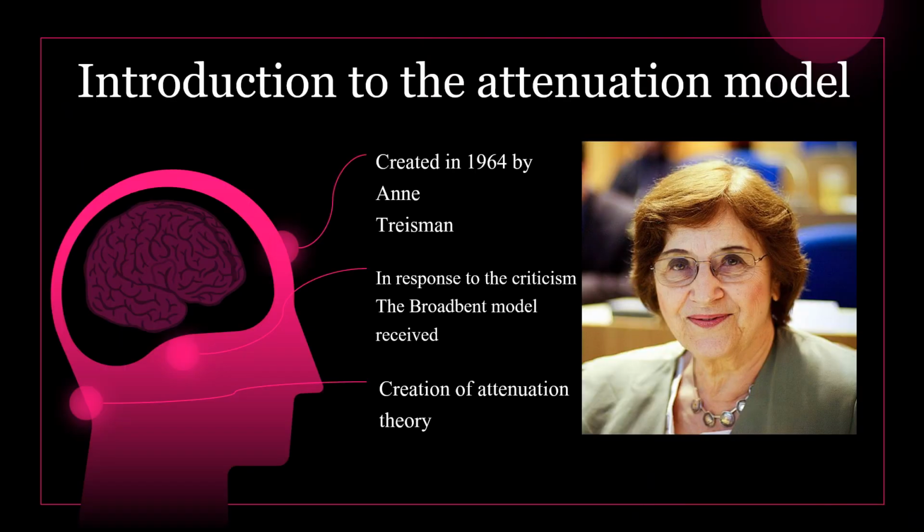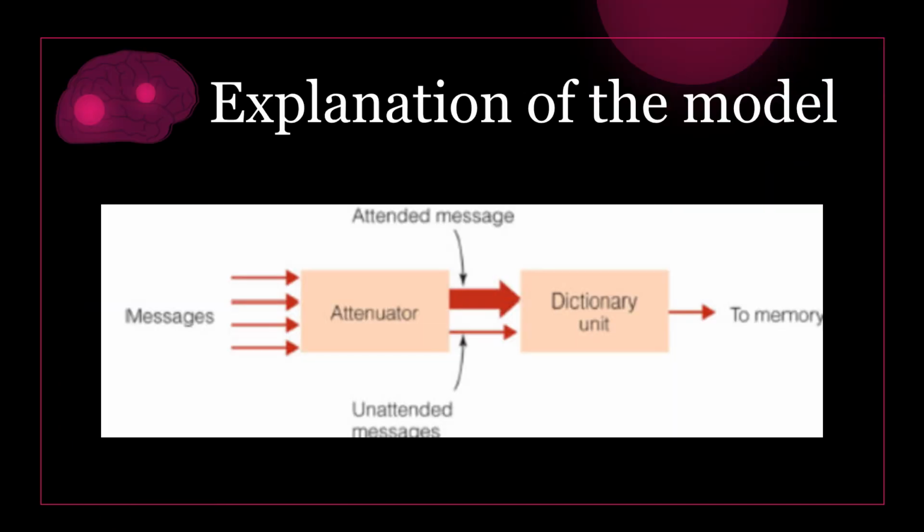Introduction to the attenuation model. The model was created by Anne Treisman in 1964 in response to the criticism the Broadbent model had received. This model can explain phenomena left unanswered in Broadbent's model. Anne Treisman came up with the idea that instead of bottlenecking information, we attenuate it instead of blocking it out completely. In the upcoming slides, I will go in depth about what the attenuation model entails.